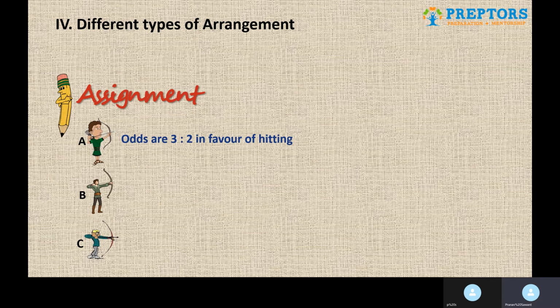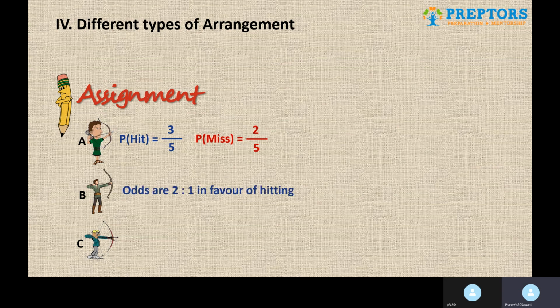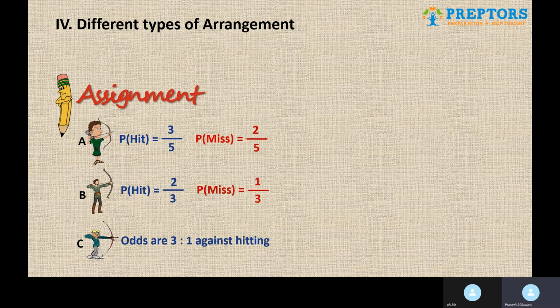Now this is a question. Odds are 3:2 in favor of A hitting the target. So probability that A will hit the target will be 3 by 5, miss the target will be 2 by 5. Odds are 2:1 in favor of B hitting the target. So B will hit the target with 2 by 3, B will miss the target with 1 by 3. Odds are 3:1 against C hitting. That means probability that C will hit the target will be 1 by 4 and miss the target will be 3 by 4. Now once you figure out all the probabilities, it becomes very easy to solve the questions.